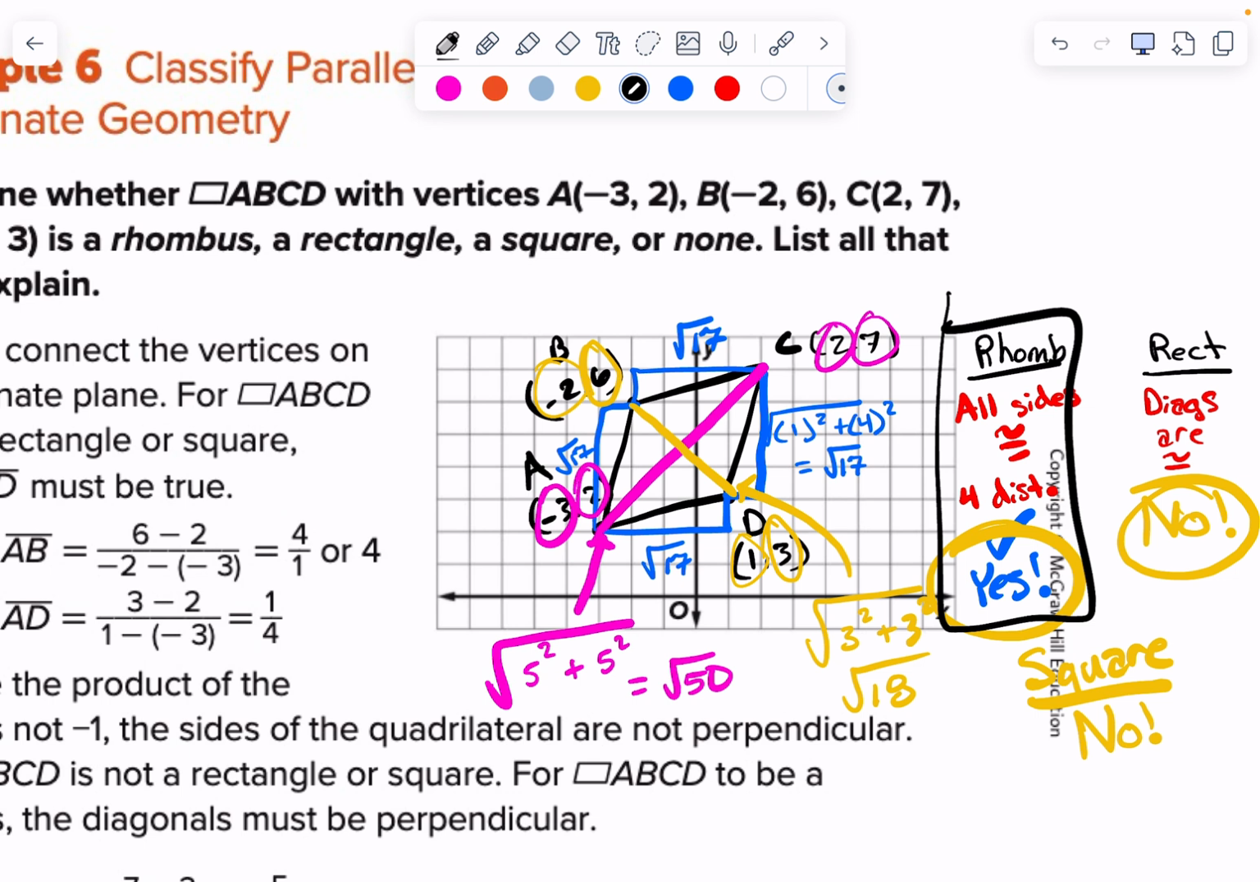He's not a rectangle, therefore he's not a square, right? Can he be all three? Can he be a rhombus, a rectangle, and a square at the same time? Yes. If he's a square, he has to be a rhombus and a rectangle. Can he be a rhombus and a rectangle, but not a square? No, if he's a rhombus and a rectangle, it has to be a square.